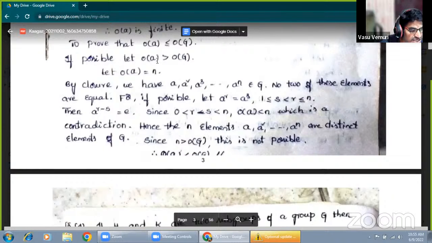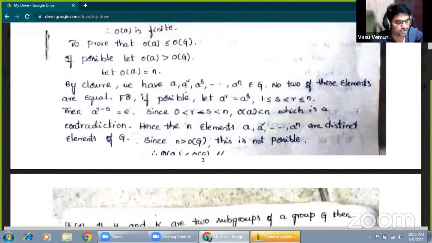First of all, if it is possible, suppose the order of the element is greater than the order of G. This is the contradiction part. That is our assumption. Suppose the order of the element a is n. What is the closure of the elements? a square, a cube, and so on, a power n. These elements also belong to G. Any two elements are not equal.